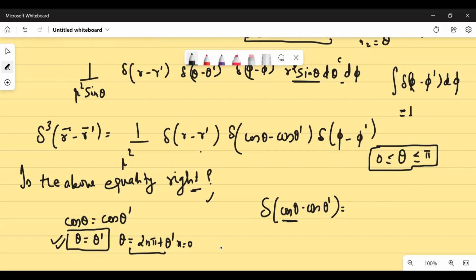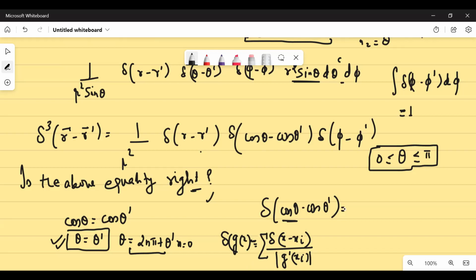So for example, yesterday we did that if I have some Dirac of g of x, then it is equal to what? It is equal to Dirac of x minus xi divided by modulus of g dash xi, I think, and this was it. Is that clear to you?